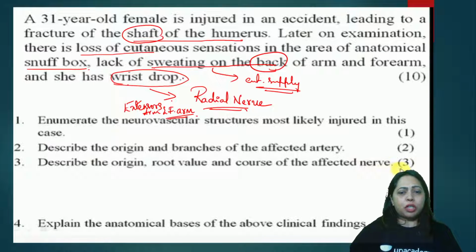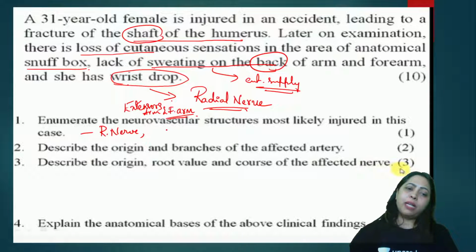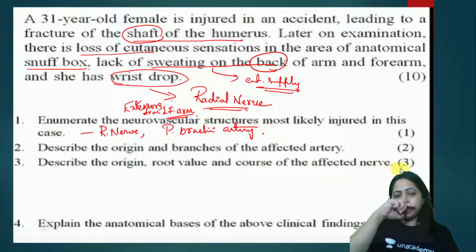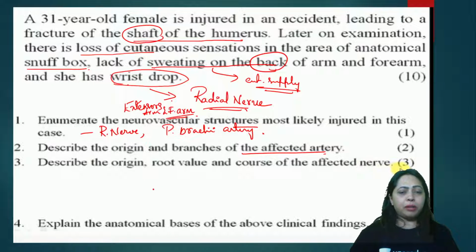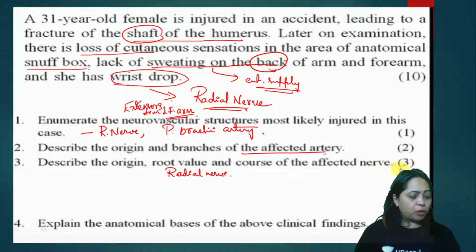So what is the neurovascular structure most likely injured? One is the radial nerve. And the radial nerve is always accompanied in the radial groove by profunda brachii artery. And you can also see the branches affected you can talk about. We'll talk about this in detail. Describe the origin, root value, course of the affected nerve. We are going to tell about the radial nerve. And we're also going to talk about the anatomical basis of the above clinical findings. What is the anatomical basis? Okay. So let's see how the question could be answered.